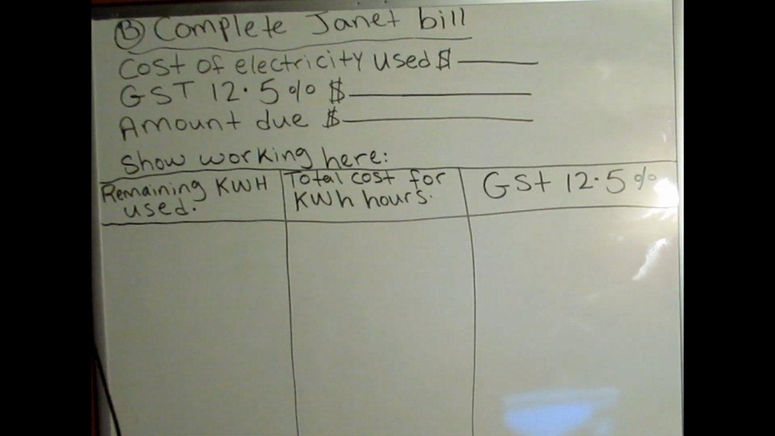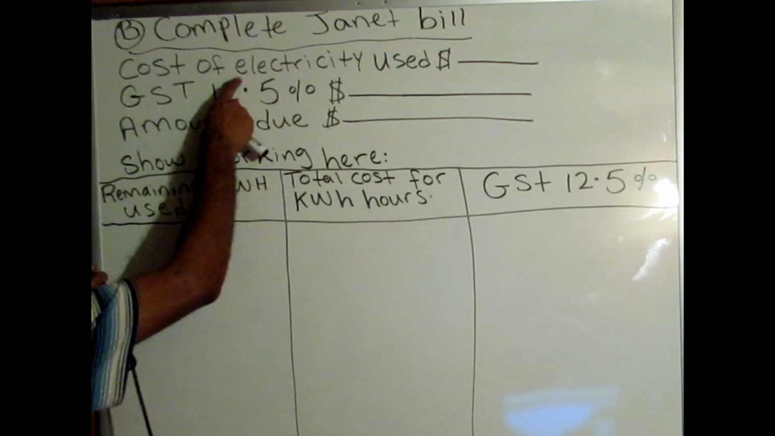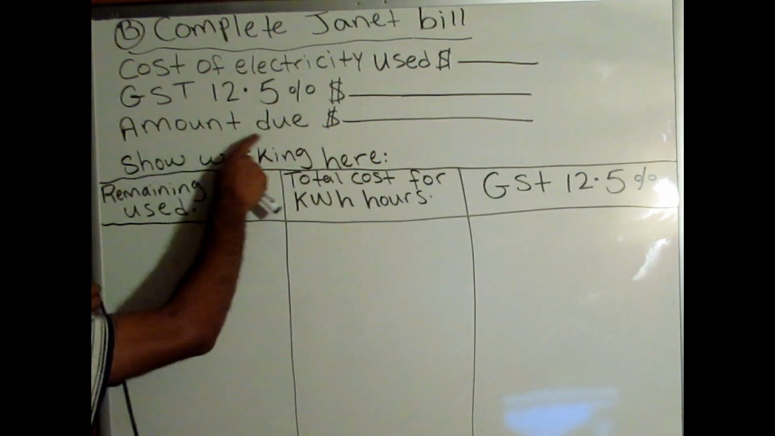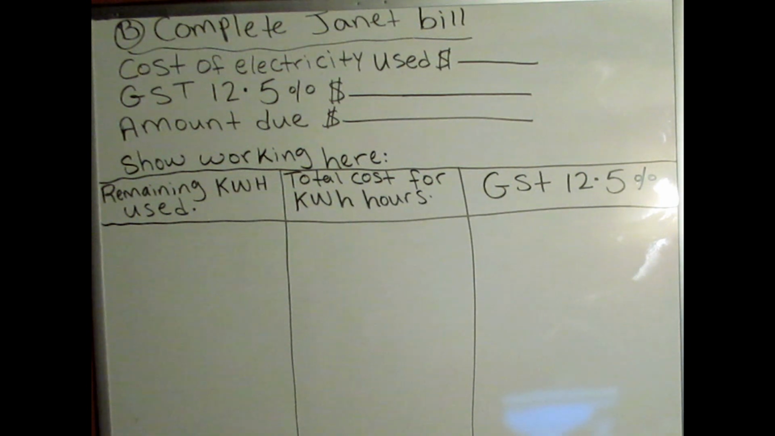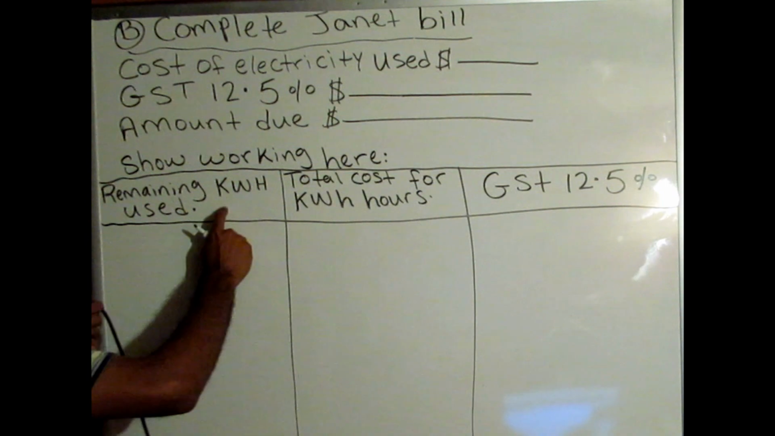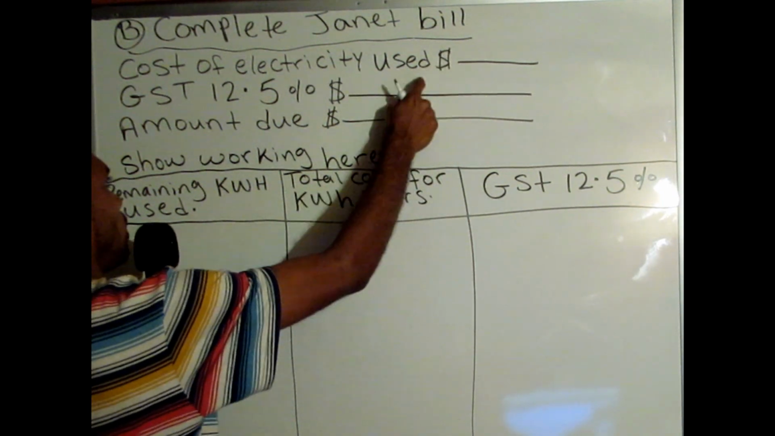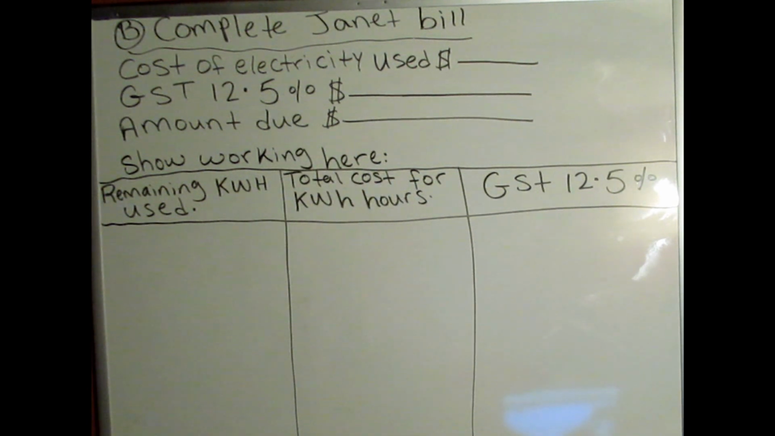So this is the second part, and the second part of a problem like this will simply tell us to complete Janet's bill. And it gave us these options to find cost of electricity used, GST 12.5%, and the amount due. So remember, this is just a continuation of problem A that we recently did. So it says show working out here, and we want to follow these instructions in order for us to complete the second part by filling up these 3 blank spaces with the amount of money.